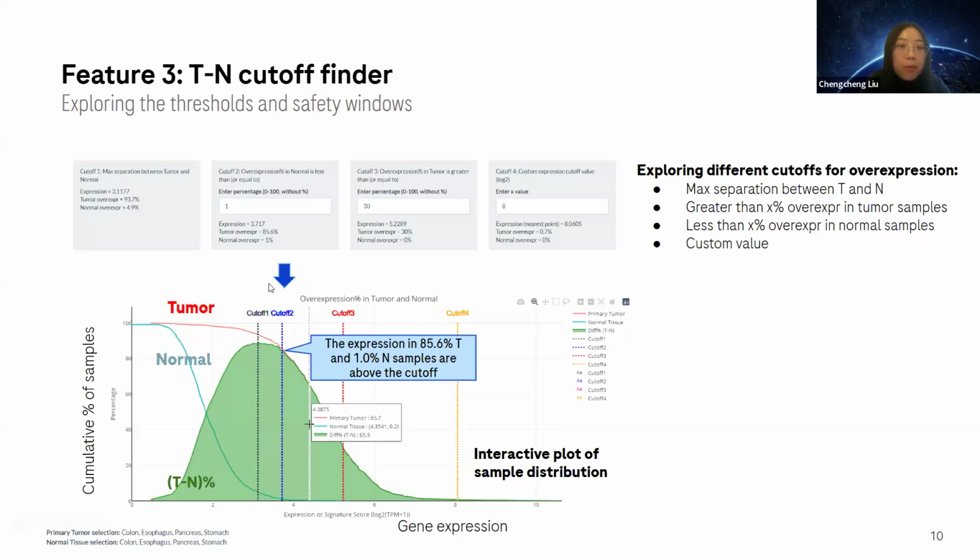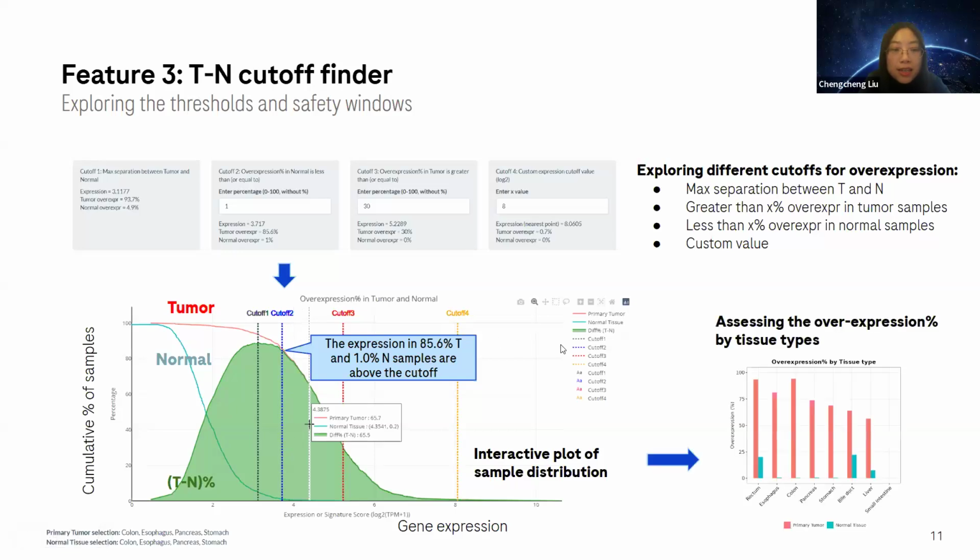For example, I want the overexpression in normal to be 1%. So I put 1 here, and then it does the calculation for me and tells me the cutoff should be 3.7 in log 2 TPM scale. And the corresponding percentage in tumor is 85.6%. So here we can visualize the safety window. And next, it also gives you a bar plot of overexpression percentage by tissue types based on the cutoff you use.